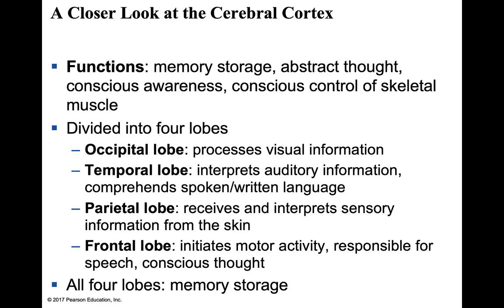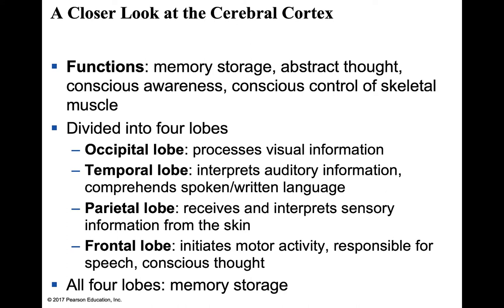Now, we're going to take a deeper look at the cerebral cortex, and there's a number of really important functions that are associated with here, and there's lobes. And so you want to be able to identify the lobes of the cerebral cortex and what type of information is processed within these lobes. But overall, the function of the cerebral cortex is going to be memory storage, abstract thought, conscious awareness, and also conscious control of skeletal muscle.